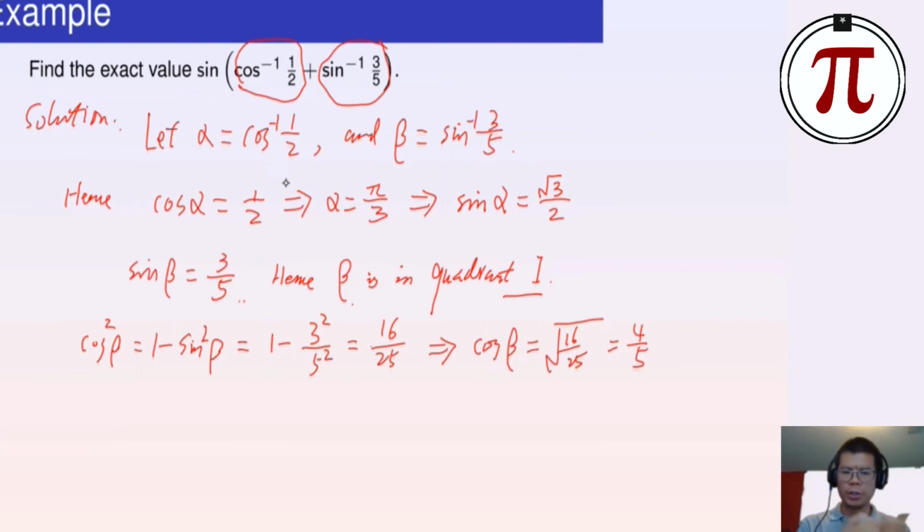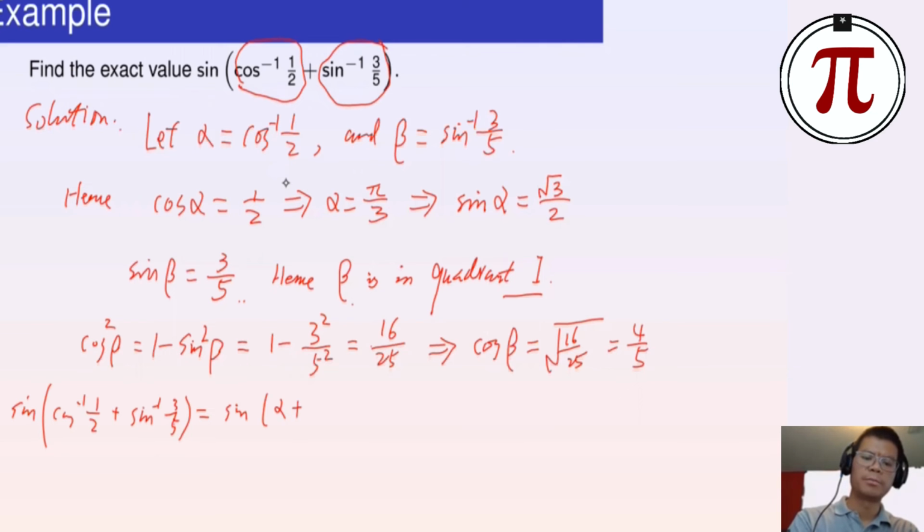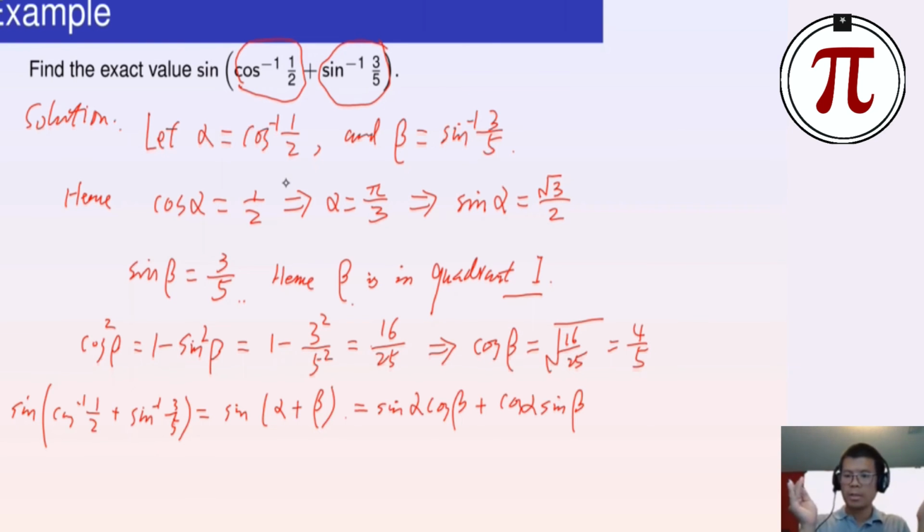So now we can simply use the formula. Sine of inverse cosine 1/2 plus inverse sine 3/5 equals sine of alpha plus beta. Using the formula, this equals sine alpha cosine beta plus cosine alpha sine beta. Do we have everything? Yes, we do. We have the sine and cosine for alpha and beta.